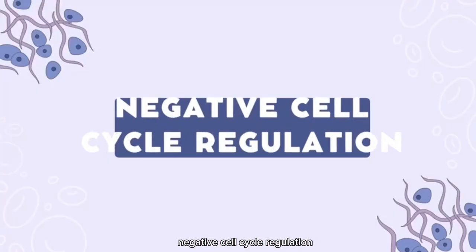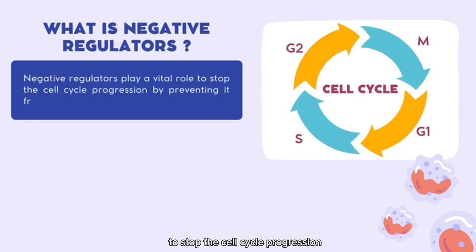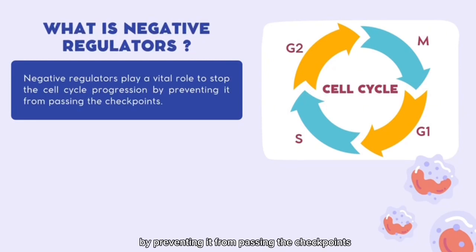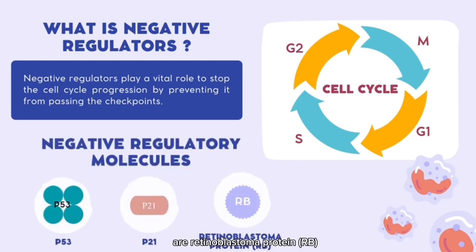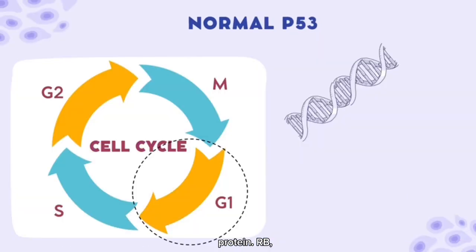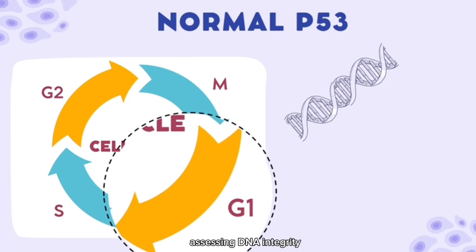Negative cell cycle regulation. What are negative regulators? Negative regulators play a vital role to stop the cell cycle progression by preventing it from passing the checkpoints. The best understood negative regulatory molecules are retinoblastoma protein, RB, P53, and P21, which are also known as the tumor suppressor proteins. RB, P53, and P21 primarily act at the G1 checkpoint, assessing DNA integrity and determining whether the cell may advance to the S phase or not.